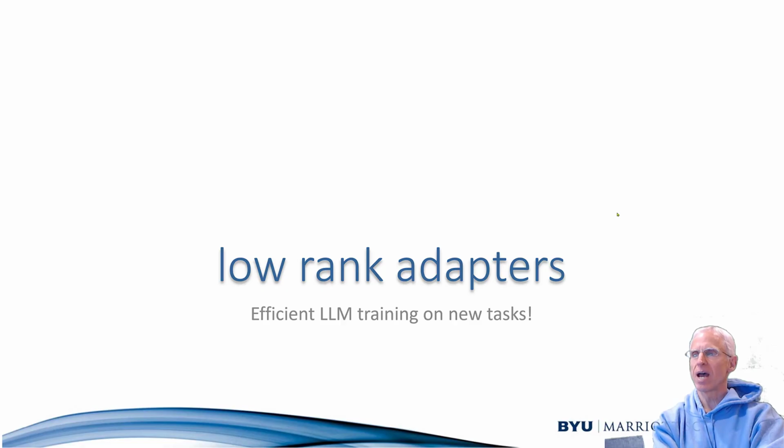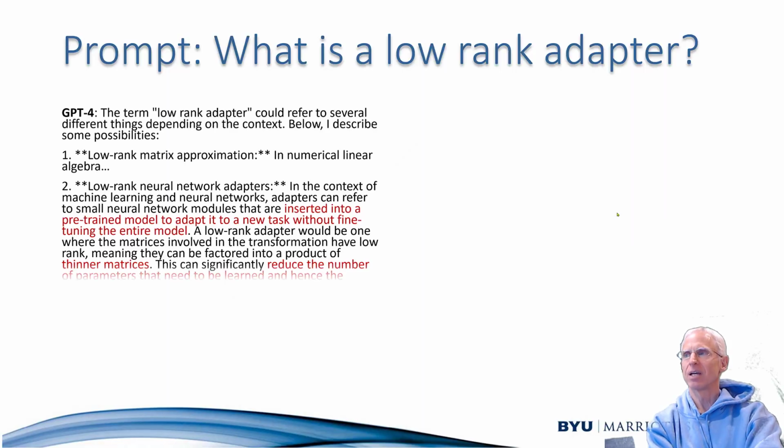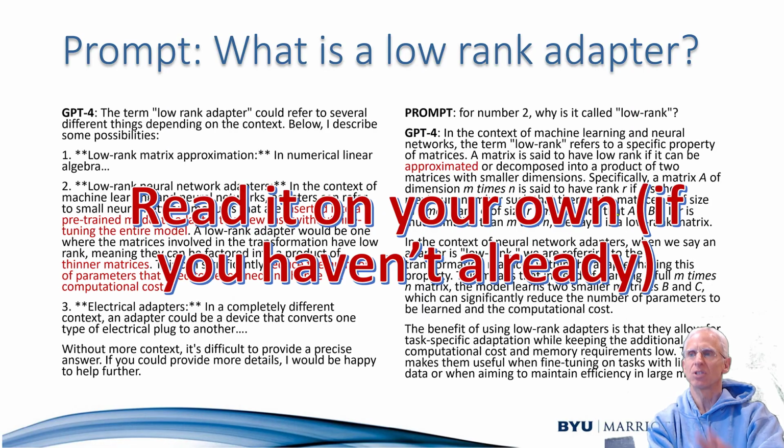Okay, low-rank adapters. Training models is so difficult and takes so much effort that if we want to retrain them or train them on new tasks, we just can't afford to spend 90 days with 25,000 A100 GPUs. That's just not reasonable. So what we do is use low-rank adapters. I actually prompted for what is a low-rank adapter, and it gave me a description of this. Read it on your own. Just go to your favorite large language model and ask what a low-rank adapter is.